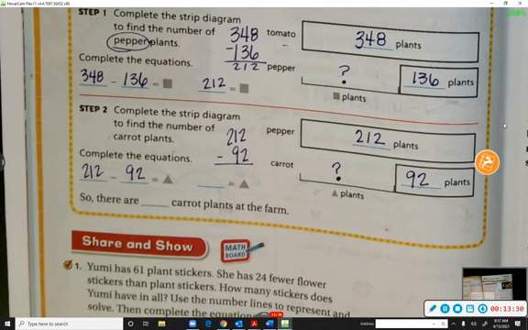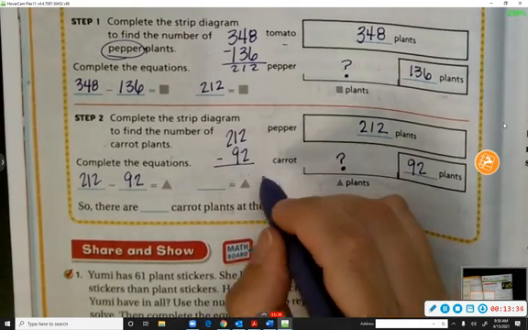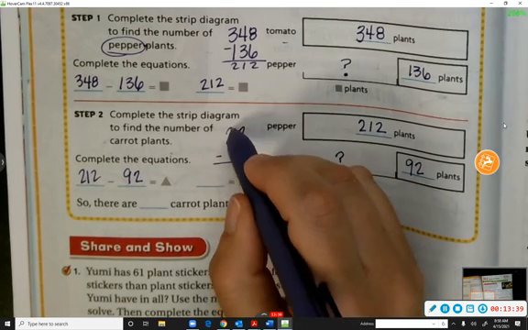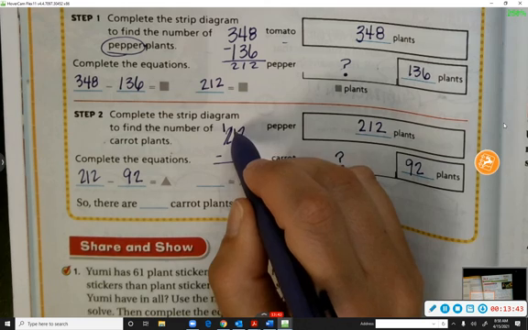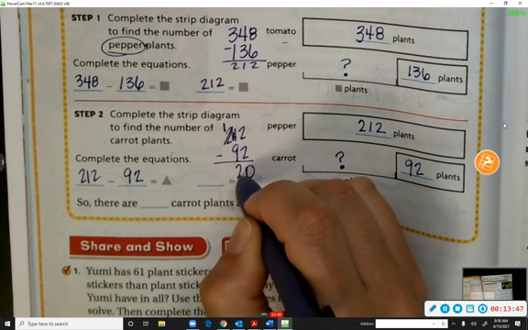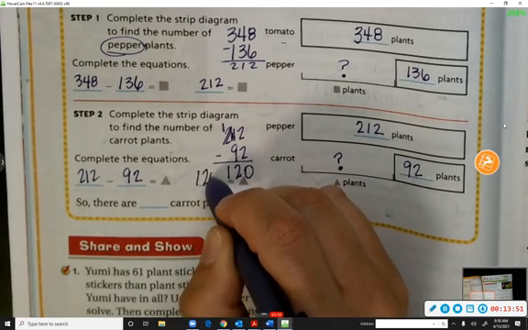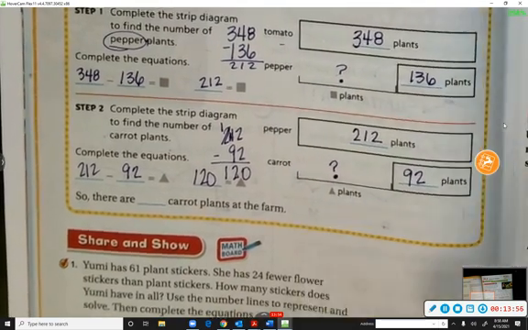Okay, what did you get, Kaylee? 120. Let's check. So 2 minus 2 is 0. Can I do 1 minus 9? No, so I borrow from the 2. 2 becomes a 1. This 1 becomes what? 11. 11 minus 9 is 2. 1 minus nothing is 1. Okay? So there's 120 carrot plants.